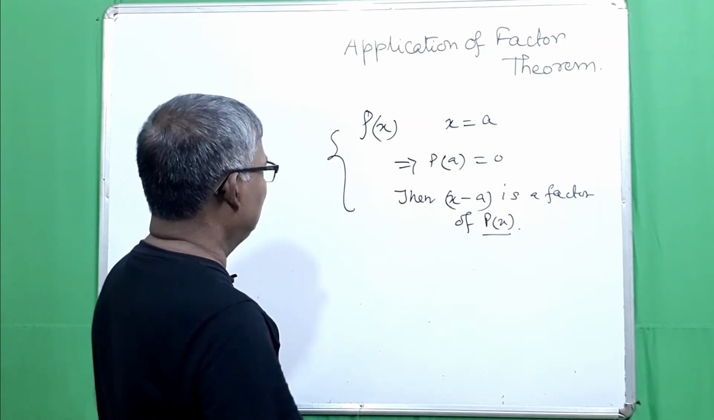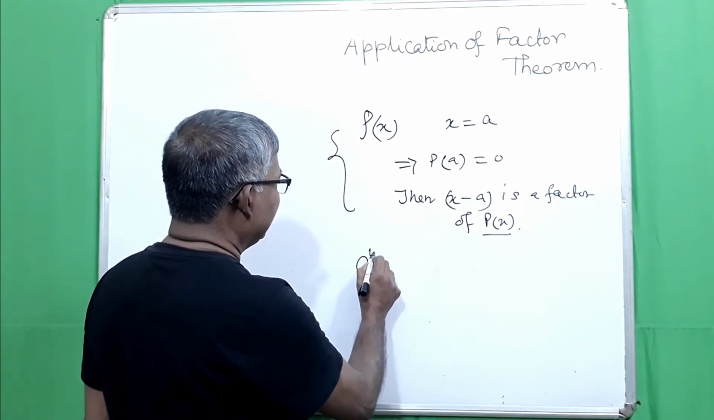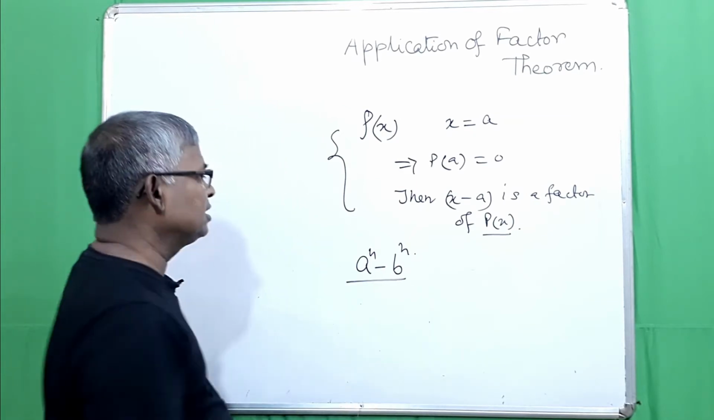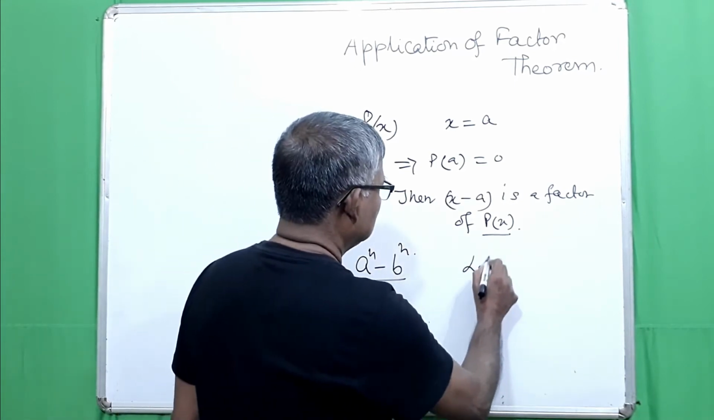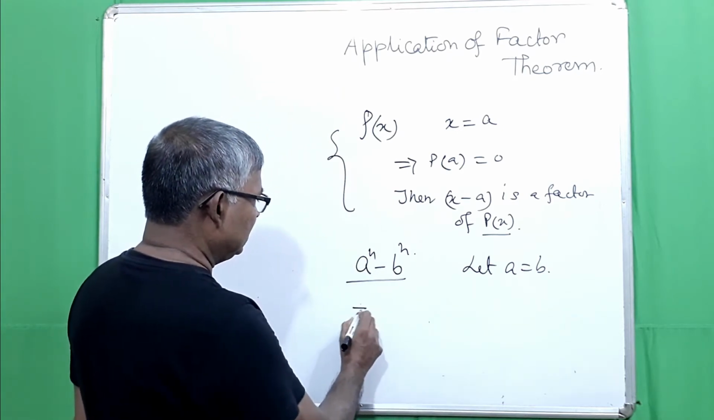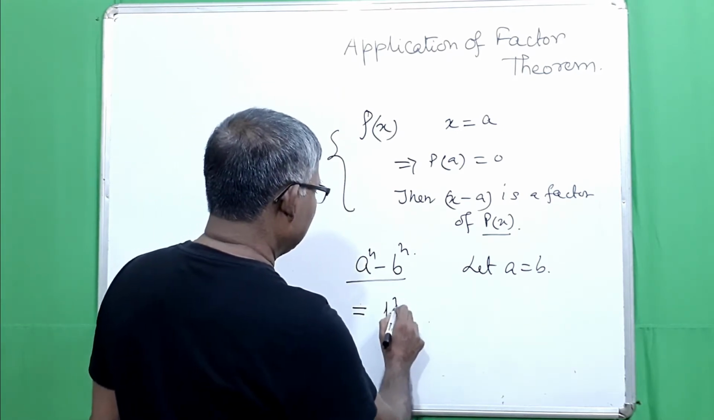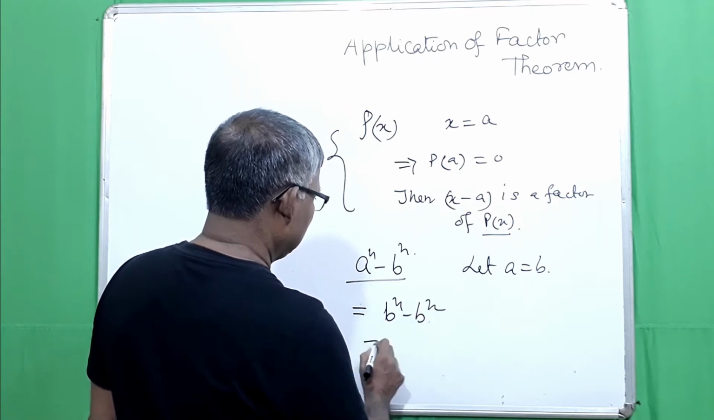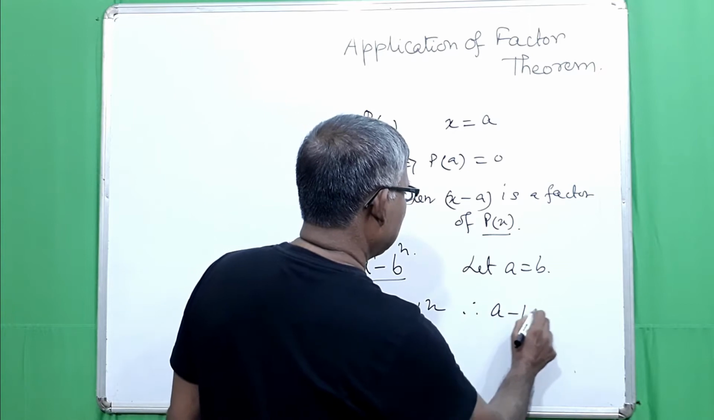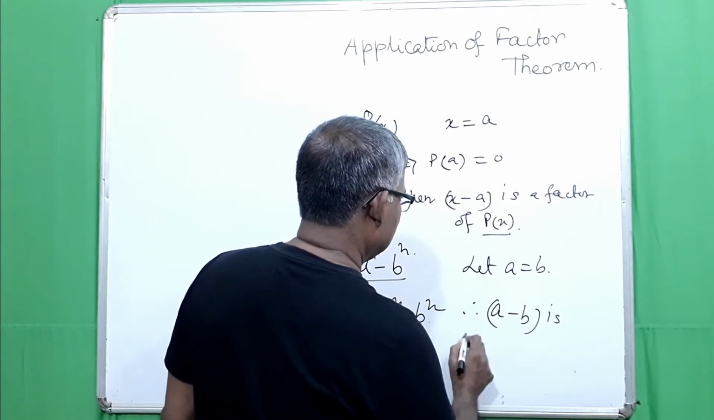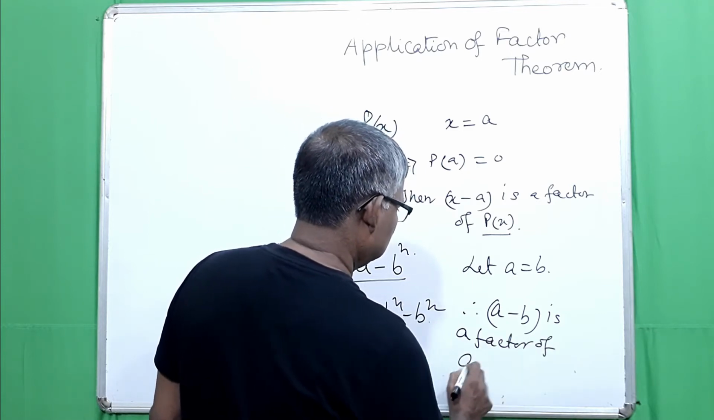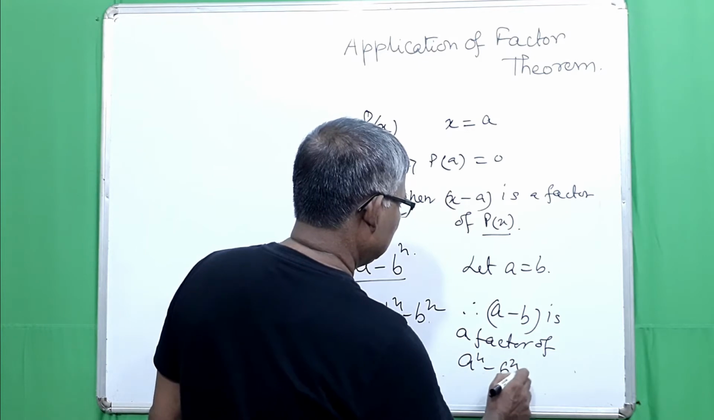Let us consider a to the power n minus b to the power n. Suppose the algebraic expression, let us put a equal to b. Therefore, we can write b to the power n minus b to the power n equal to 0. Therefore, a minus b is a factor of a to the power n minus b to the power n.